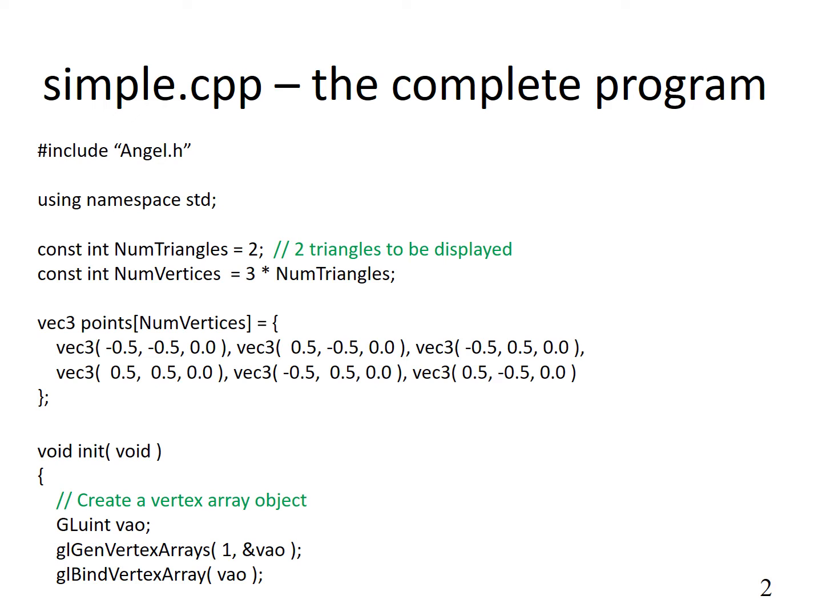Inside the init function, we create a vertex array object. In OpenGL, creating an object follows 3 steps. Define a variable name, which is of type GL unsigned integer. Define the object that the variable name refers to, which is the vertex array object, and then bind the object with glBindVertexArray.